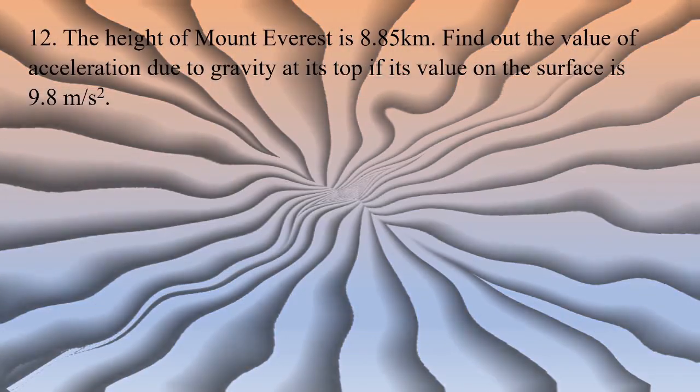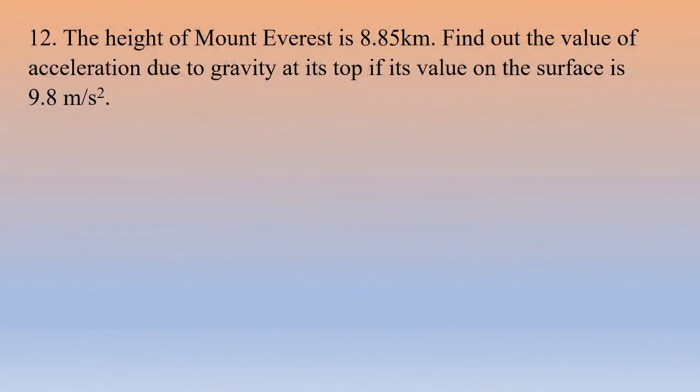The next problem. The height of Mount Everest is 8.85 km. Find out the value of acceleration due to gravity at its top if its value on the surface is 9.8 meter per second square. Here, we have to find the acceleration due to gravity at a given height. So, we can use the formula gh is equal to g into 1 minus 2h by R.